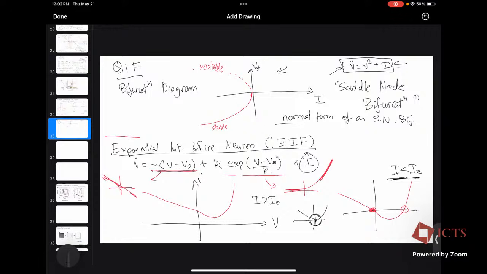This is the normal form of a saddle node bifurcation, which is to say that even if I had a more complicated dynamical system that qualitatively did the same thing, I could probably zoom in enough and do some change of variables and reduce it to this equation, right? So that's why we call it the normal form.